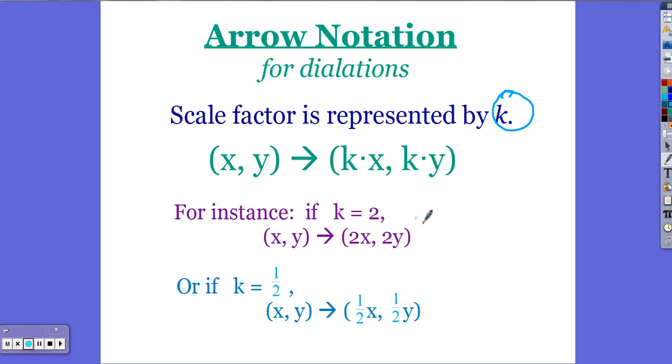So if k was equal to 2, like in my very first dilation we did today, I would put x, y now changes to 2x and 2y. Remember, that means I'm multiplying both values by 2. And in my second dilation, I used a scale factor of 1/2. So now I'm going to say that for all values x, y, I'm going to change it to half of my x value and 1/2 of my y value. So arrow notation for dilations looks a lot different than the arrow notation that we have used before for other transformations. Make sure that you know the difference and that this is getting written down in your notes.